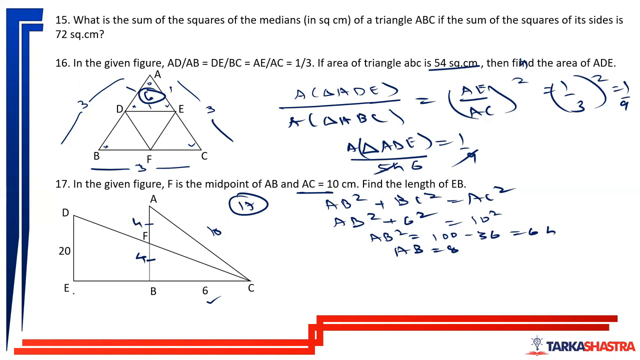Now, find the length of EB. This is what they are asking us to find. Let us say it is X. Now, consider triangle DEB and triangle DEC and triangle FBC. Angle C is common.